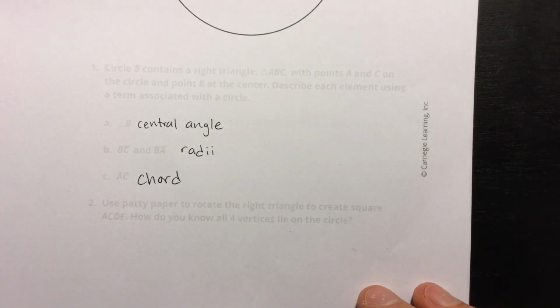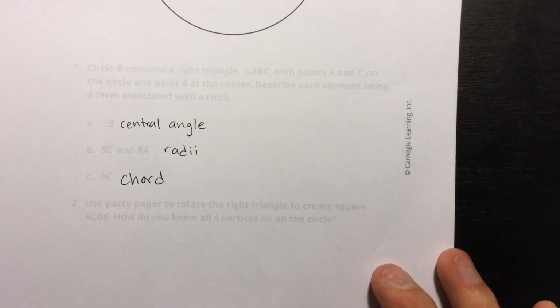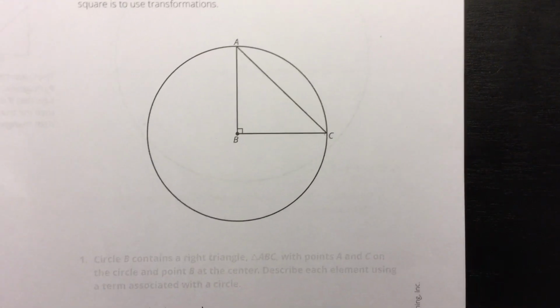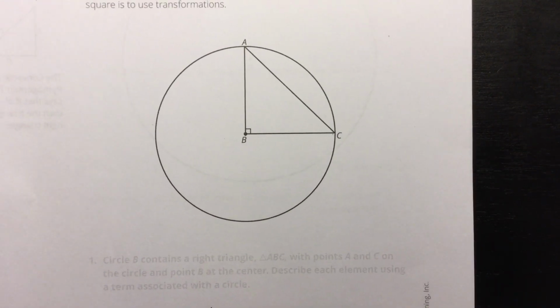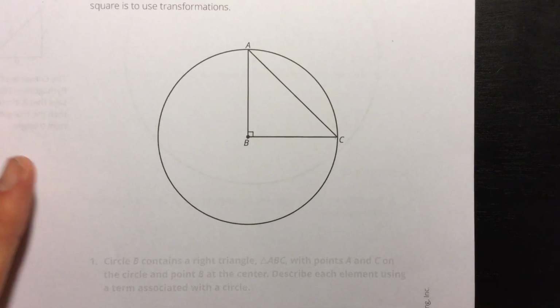Okay, so now 2 here says use patty paper to rotate the right triangle to create square ACDE. How do you know that all 4 vertices lie on the circle? So I unfortunately don't have patty paper. I can't do the rotations here. If you were to do it, what you would do is you'd trace your patty paper.